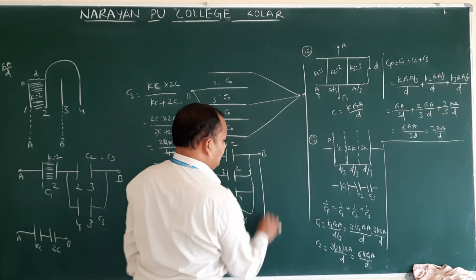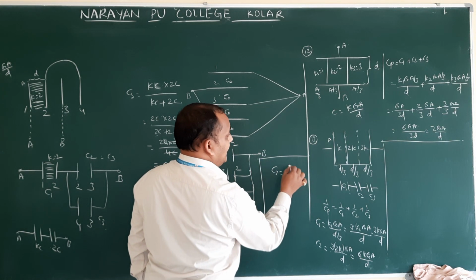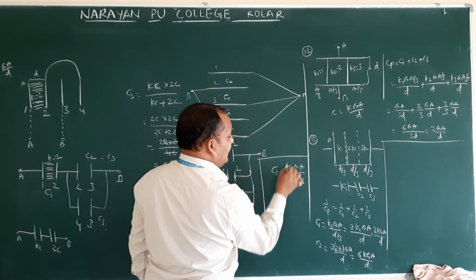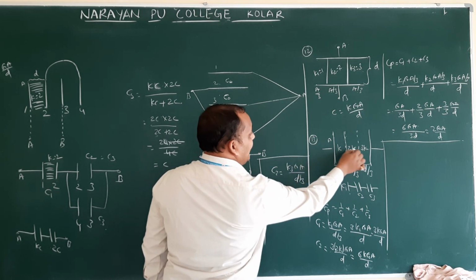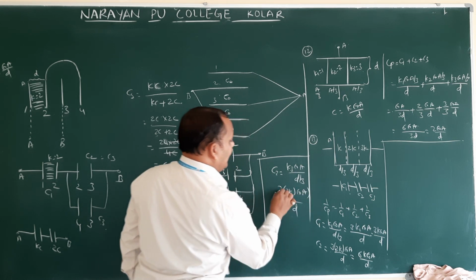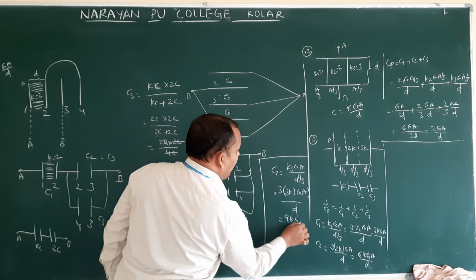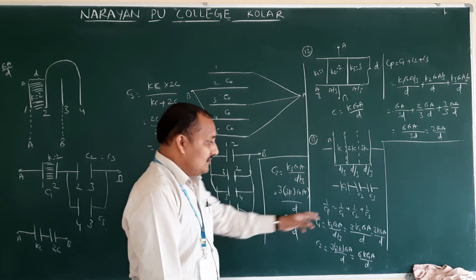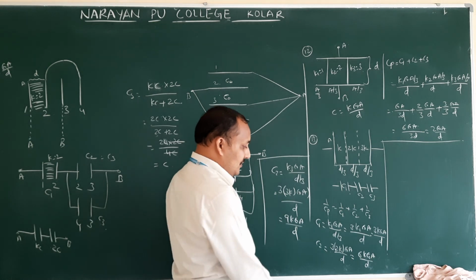Third one, C3. C3 means K3 epsilon naught A by D by 3. This 3 is going to be in the numerator. 3 times the K3 value, 3K epsilon naught A by D. 3 threes are 9K epsilon naught A by D. So we should do 1 by C1, 1 by C2, 1 by C3.